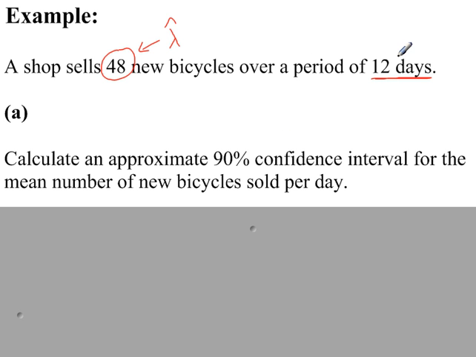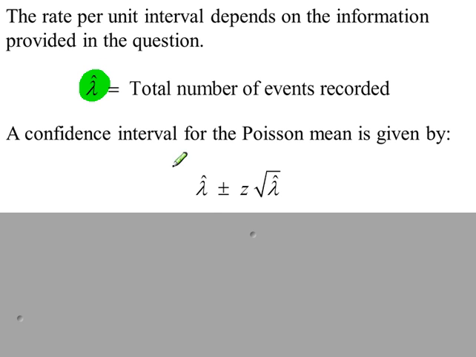Once we've done the calculation, then we can scale the calculation afterwards and modify it for 1 day. The interval required is for 1 day, but the evidence given here is for 12 days. So the total evidence given is 48. That value is lambda hat, and in the formula it goes here and here.